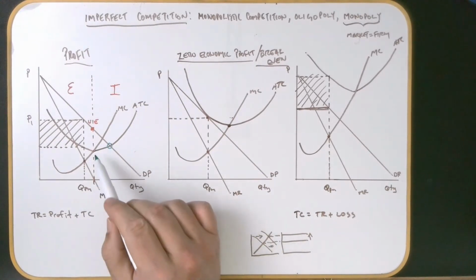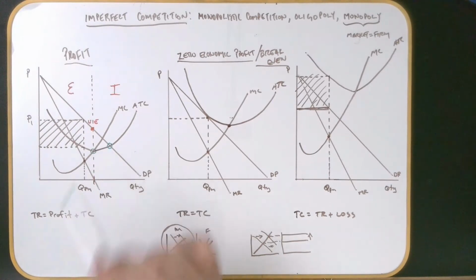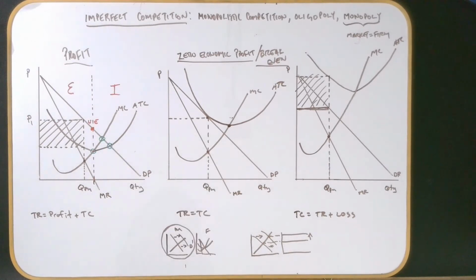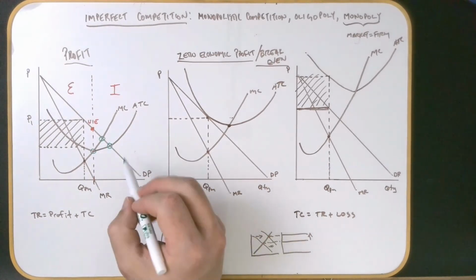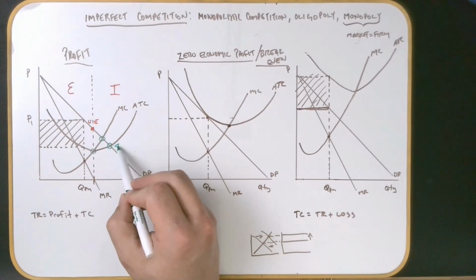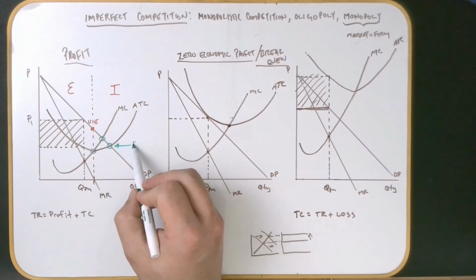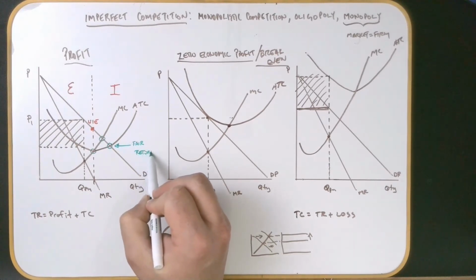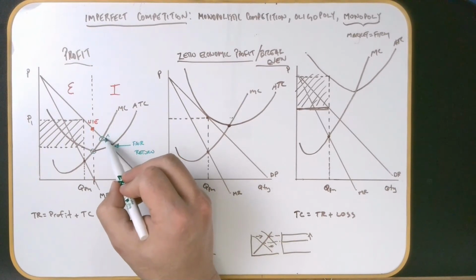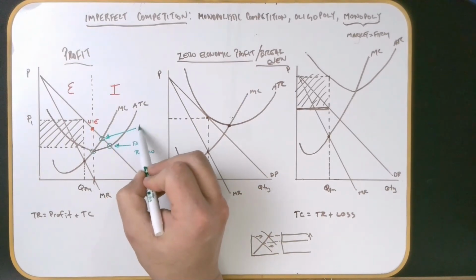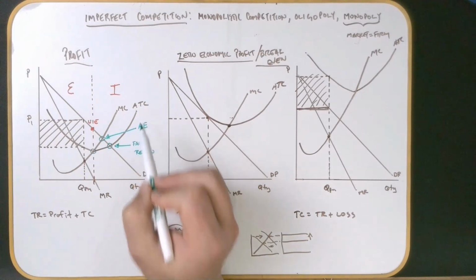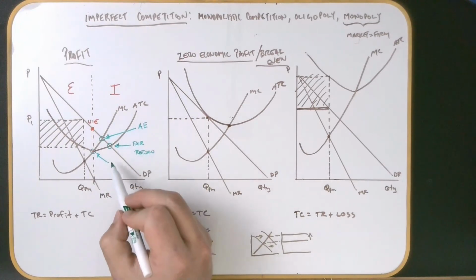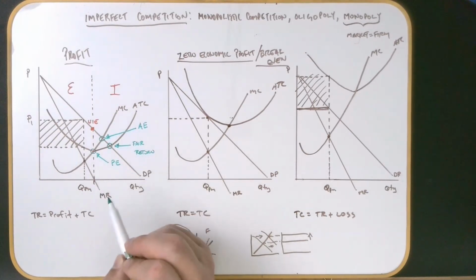Okay, and again, we have our ATC minimum is where we're productively efficient. What society wants is when supply equals demand. That's where we are allocatively efficient. Okay, and that spot right there we would call fair return. This spot right here where supply equals demand, I'm just going to put an AE, allocatively efficient. And this spot right here, wherever you are at the minimum of your ATC, that is your productively efficient spot.